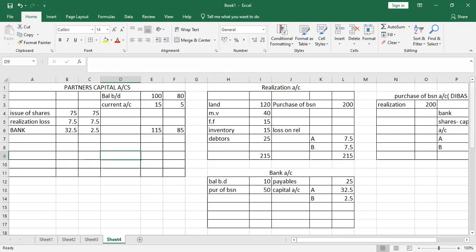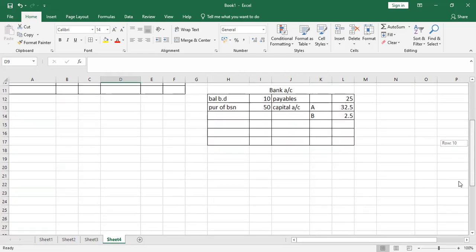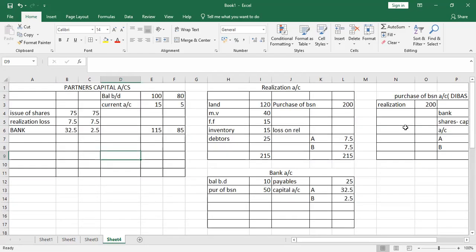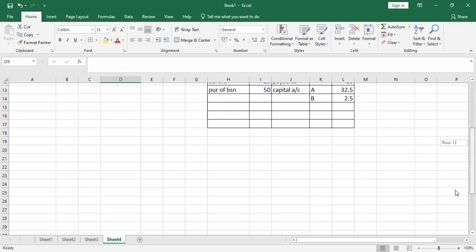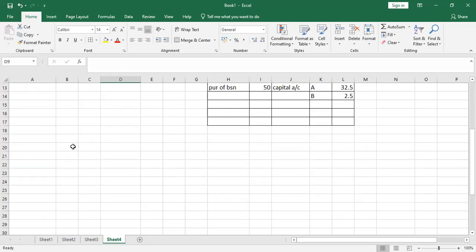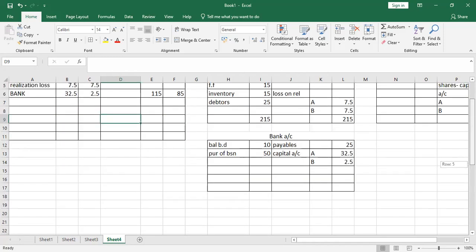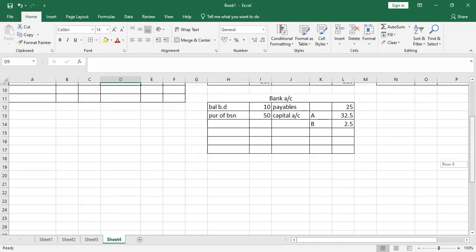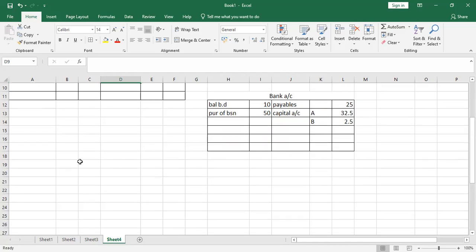Now, we would like to proceed and prepare the statement of financial position for this company that has been formed. All right? Now, we do in the books of the company. We are going to open an account in the books of the company.